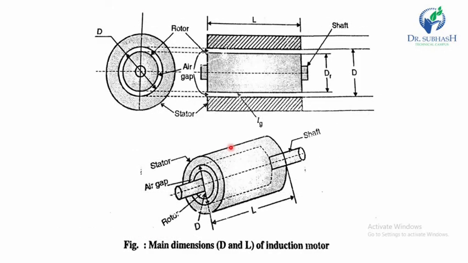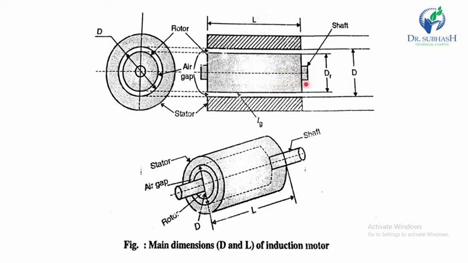Now here we see the main dimensions of the induction motor, and the main purpose of our design is to find the main dimensions of the induction motor or any machine. By finding the main dimensions, we find the eyes of our machine. So here is our rotor and here is the stator. The length of the stator and the length of the rotor are equal, and it is called L.